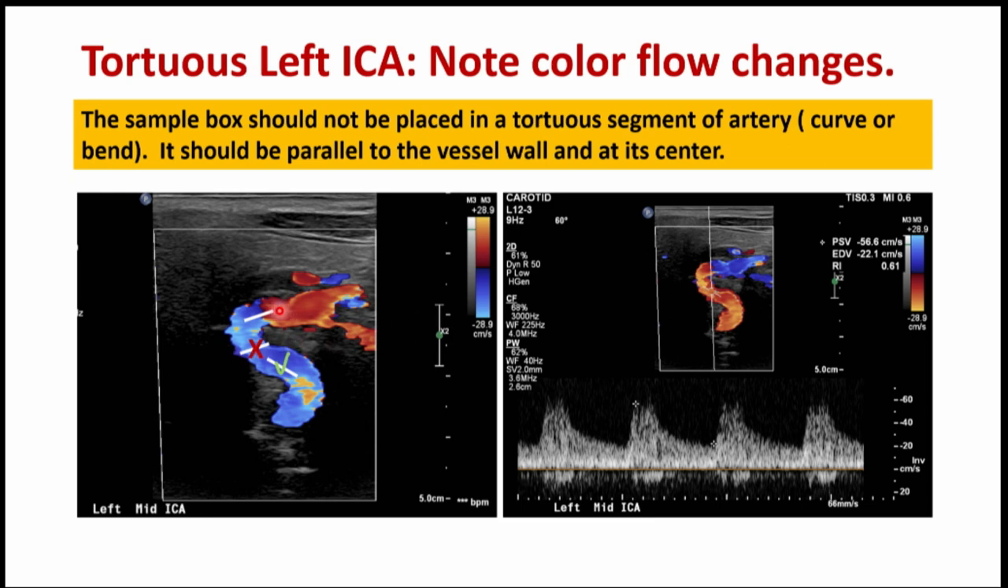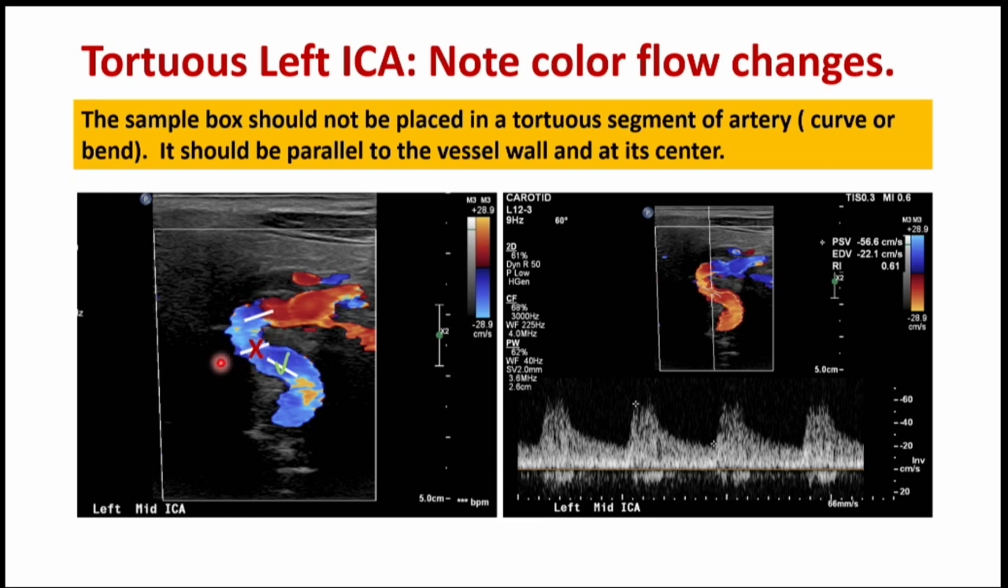The most important concept here is that you need to take your measurement parallel to the direction of flow and parallel to the walls of the artery. As you see here, this is almost parallel to the wall of the artery. The problem is the artery is taking a bend right there, so you're going to have some turbulence and some artifact when you're measuring your waveforms.